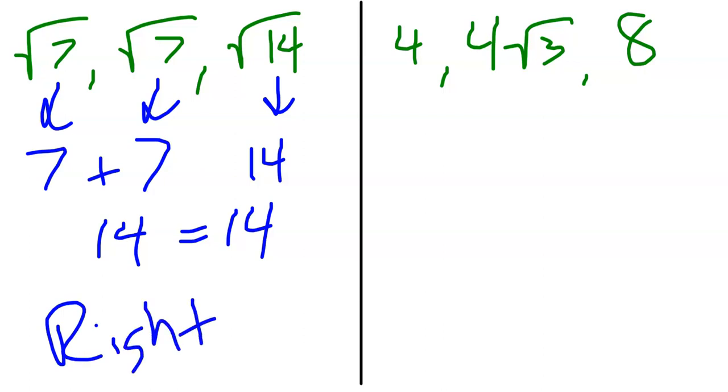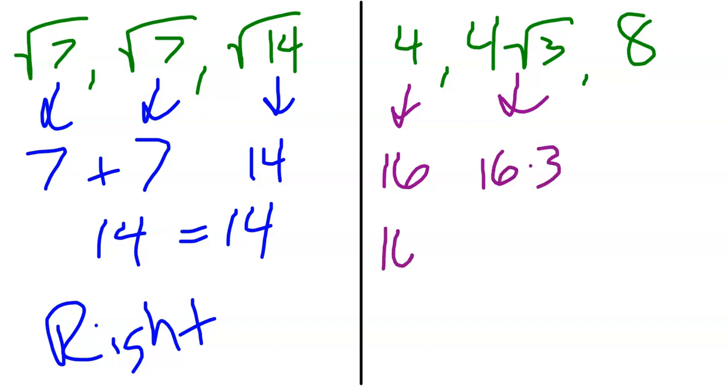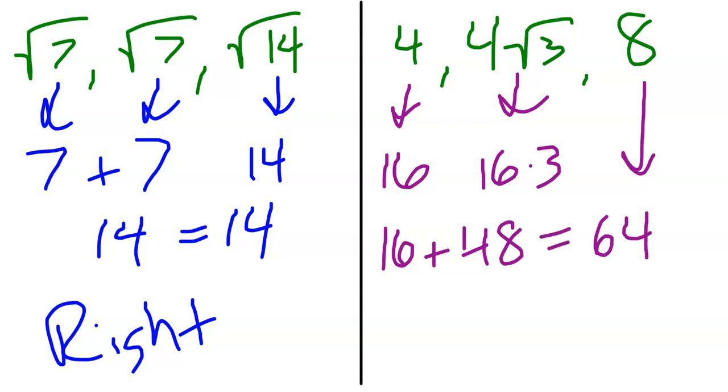And in the last one here, we have 4 squared equals 16, 4 root 3 squared, which is 4 squared times root 3 squared, which is 16 times 3, so this is 16 and 48. And then 8 squared, which is 64. Now, if we add 16 and 48 together, we do get 64, so this is also a right triangle.